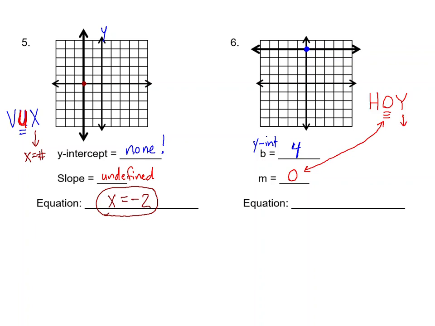And if we're going to write the equation of this line, we remember with the HOY that it's going to be y equals some number. And what is that number in this case? That number is 4, because that's where we cross the y-axis. Y equals 4. All right, so those are our two special cases. Our VUX, vertical line, that's going to be x equals a number, and our HOY, horizontal line, that's going to be y equals a number.